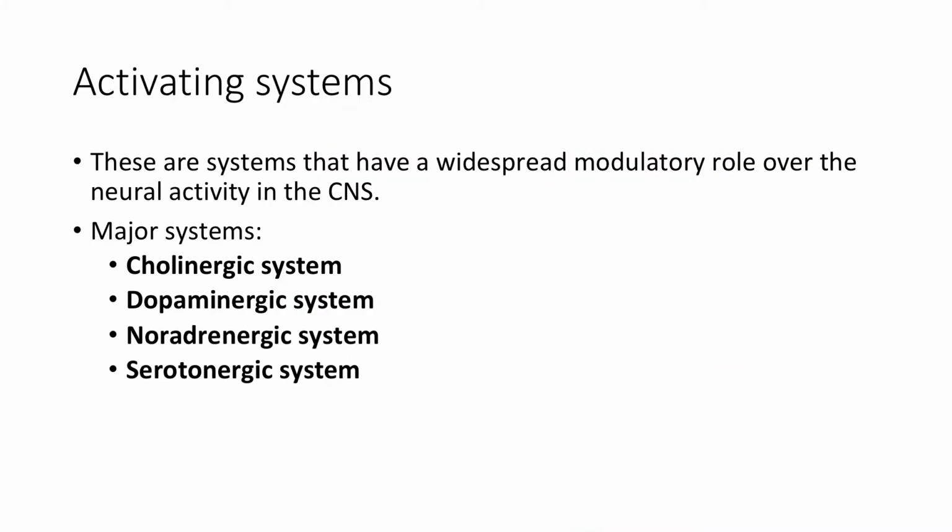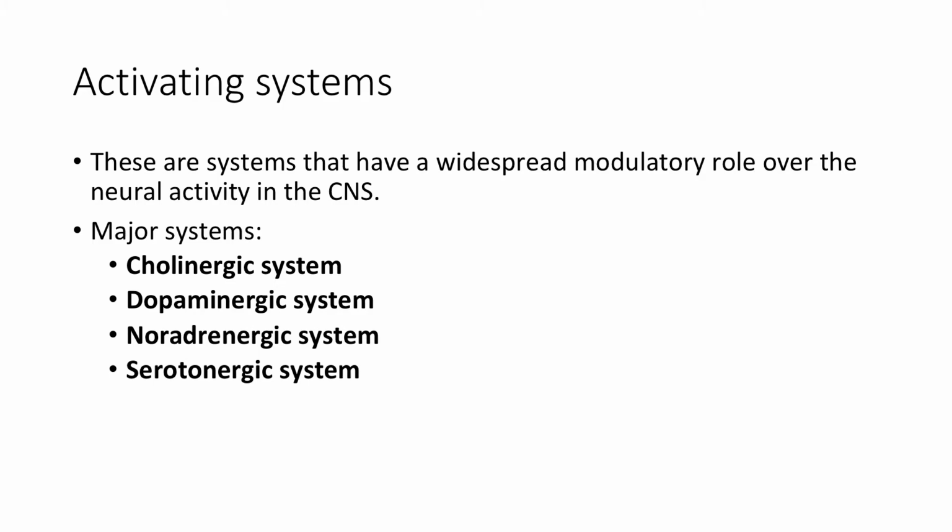Okay, so now we've covered neurotransmitters and receptors. Let's move on and briefly talk about the neurotransmitter activating systems that are important for our behavior. Although many of the neurotransmitters in our brain and spinal cord have very specific functions, others appear to have a very widespread modulatory role of neural activity in the central nervous system. So we call these activating systems, and they form neural pathways that coordinate brain activity through a single neurotransmitter.